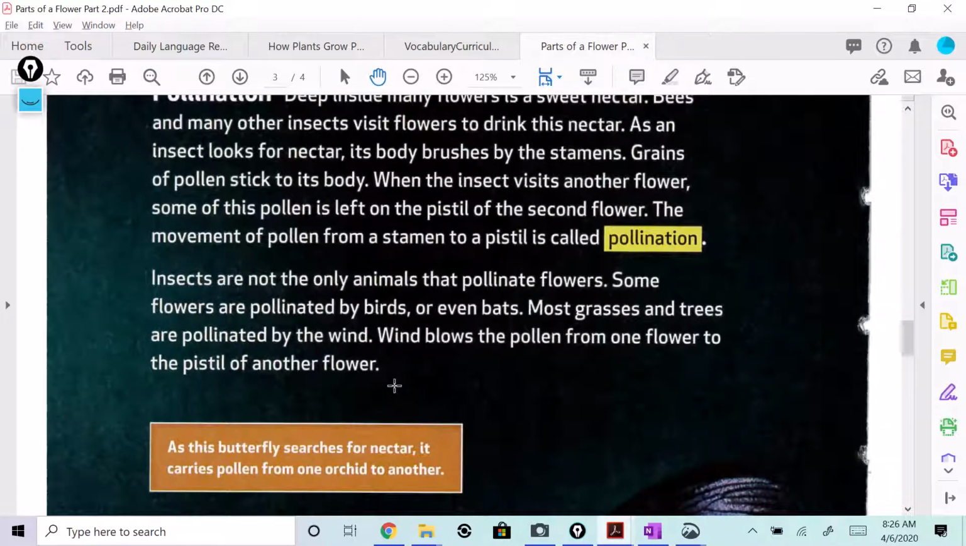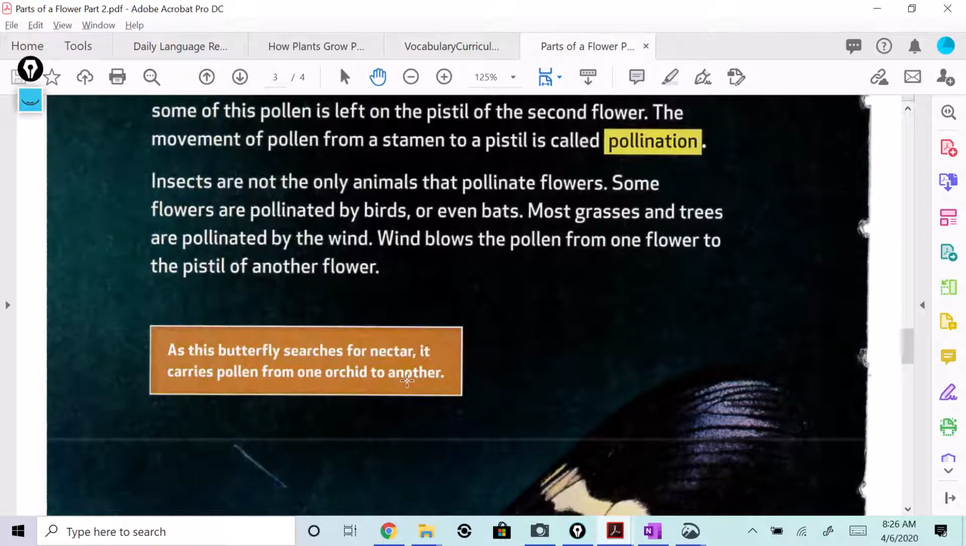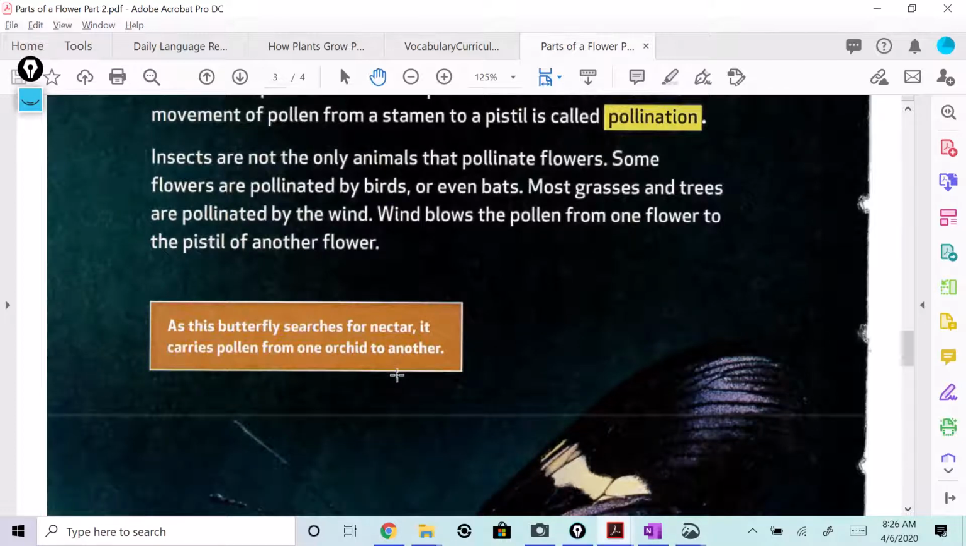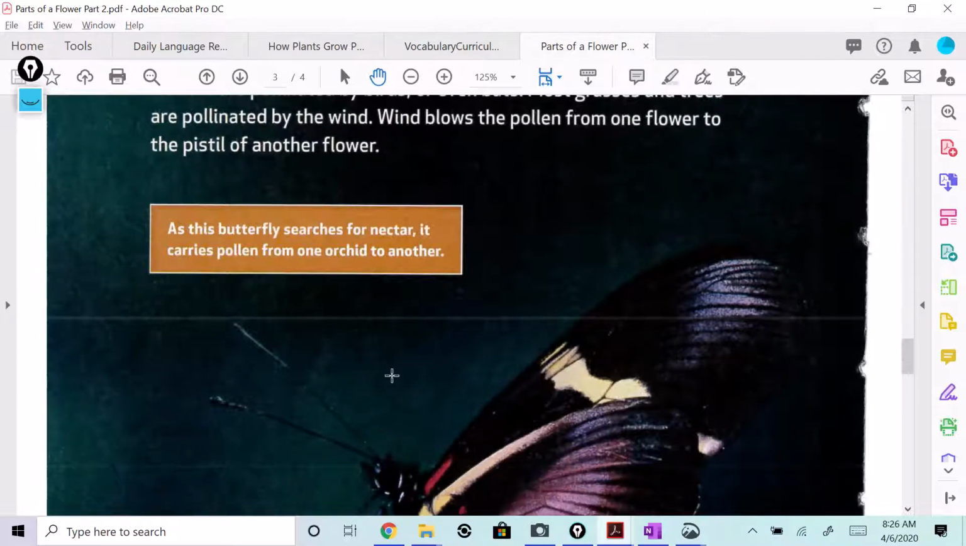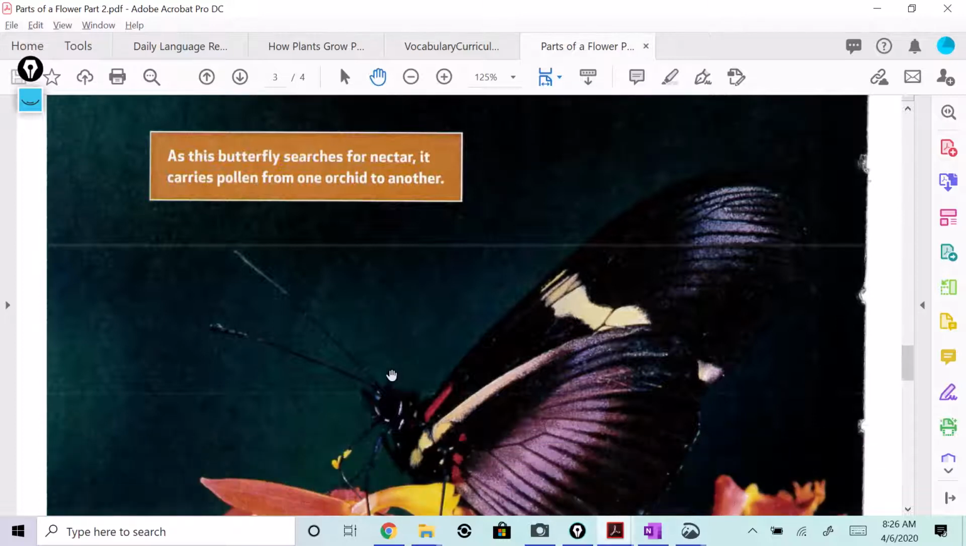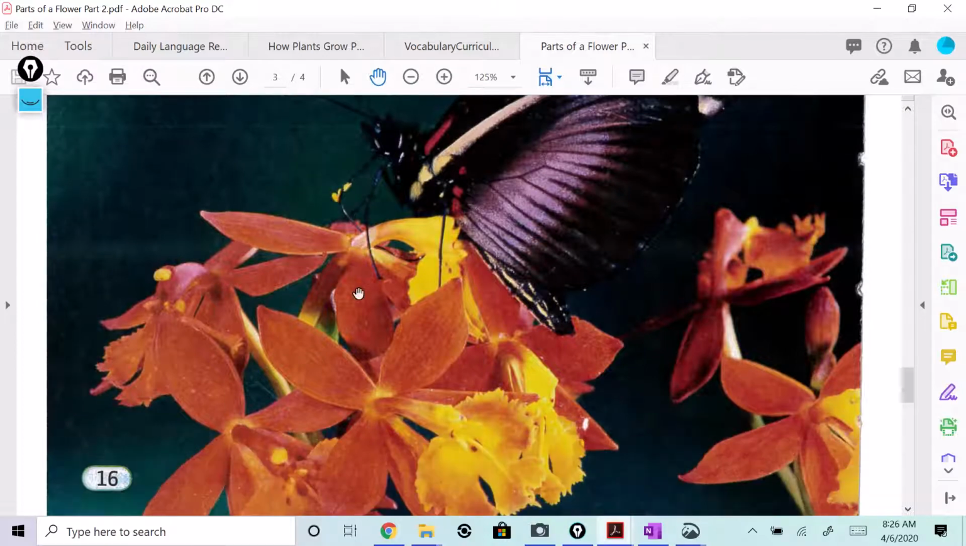Insects are not the only animals that pollinate flowers. Some flowers are pollinated by birds or even bats. Most grasses and trees are pollinated by the wind. Wind blows pollen from the flower to the pistil of another flower. So you have wind, bees, bats, birds, all help in the process of pollination. As this butterfly searches for nectar, it carries pollen from one orchid to another. See it right on its leg? That's incredible.